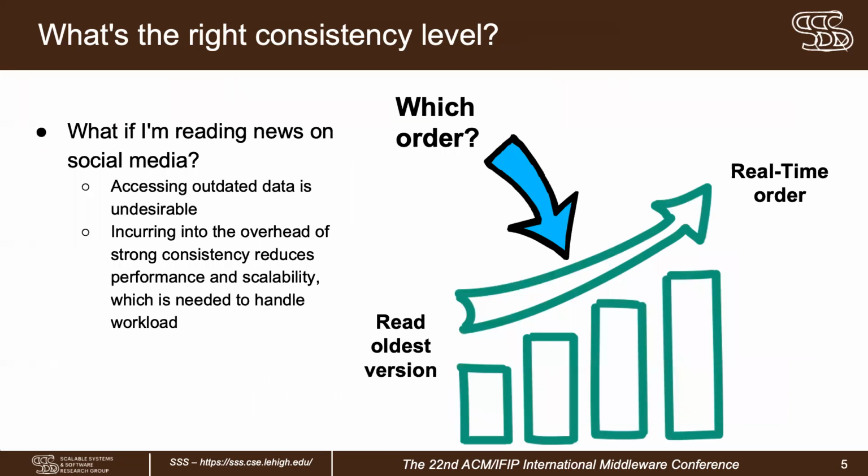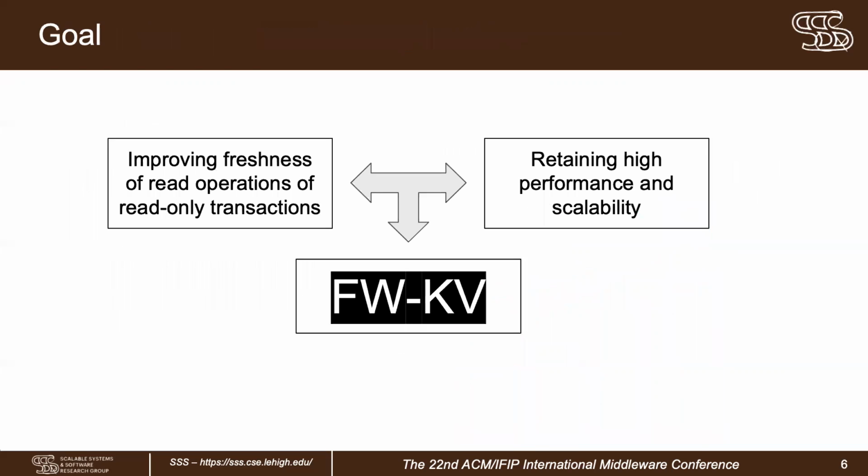But what if users of a social media application want to read news on the social media application? Here, accessing outdated data is not desirable. On the other hand, a social media application still doesn't want to go through the overhead of using a strong consistency level. And that is where our work, FWKV, is motivated.